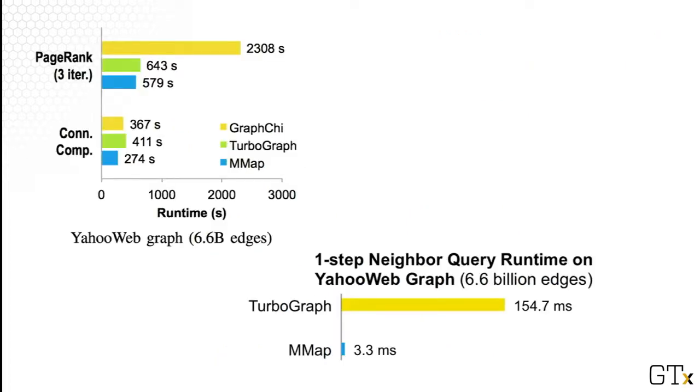So for the case where the graph does not fit in memory, as in the Yahoo web graph, which has 6.6 billion edges, then we also see very good results. For example, for MMap, it takes about 579 seconds to run 3 iterations of PageRank, while it takes much longer for GraphChi. So for MMap, the timing is pretty similar to TurboGraph. So you might ask, well, it's not a big increase or big speed up.